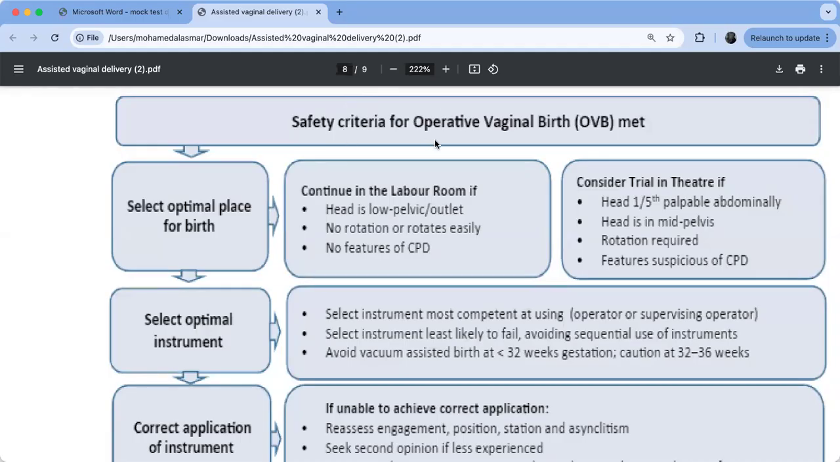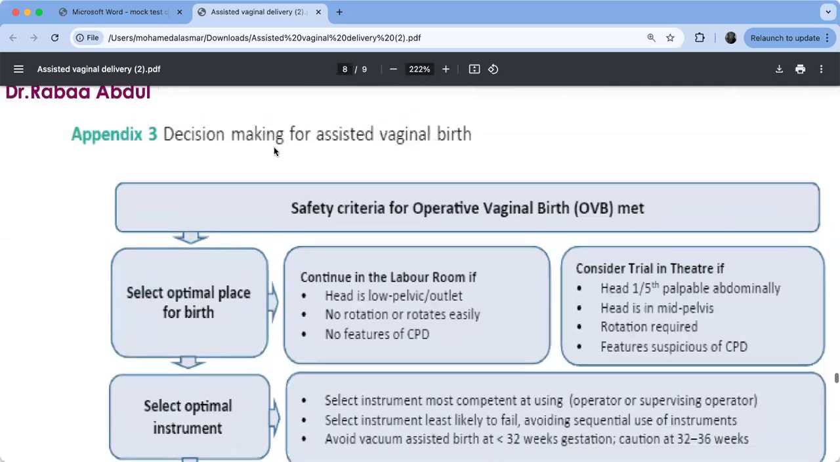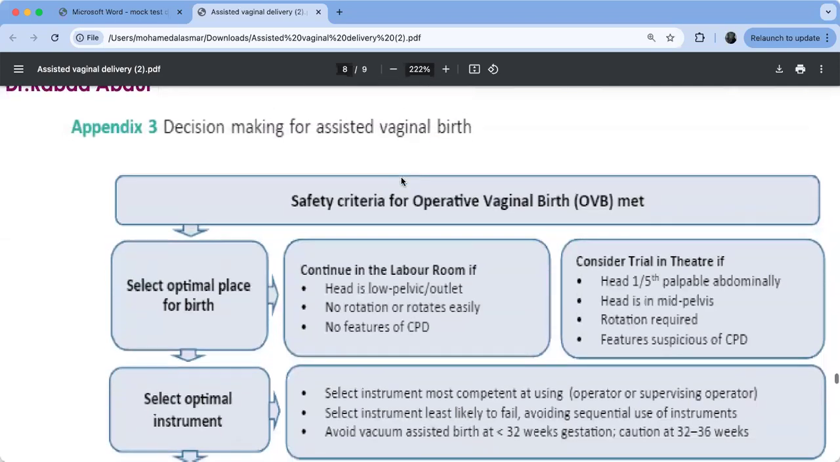How to take the decision for assisted vaginal delivery. You will take the decision based on this decision-making algorithm by the RCOG.